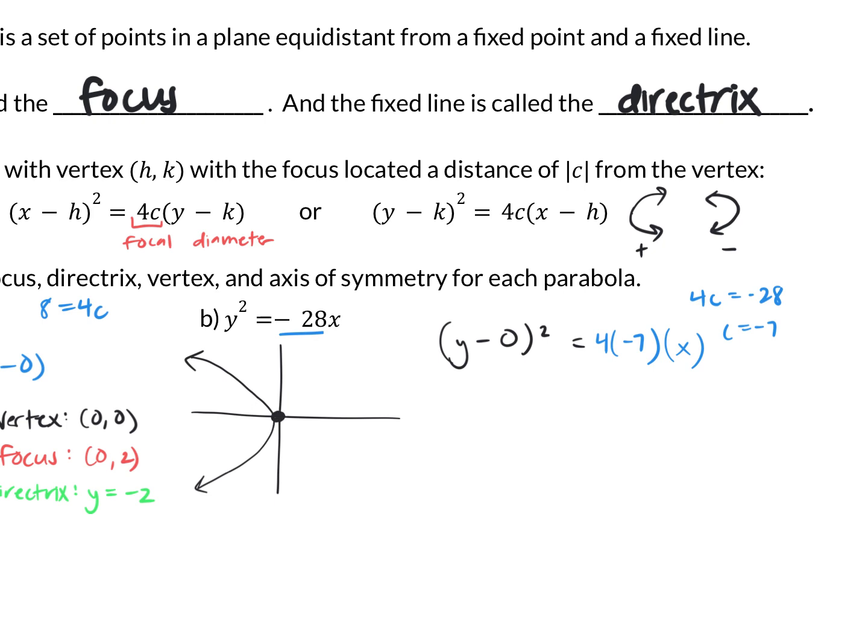So there is no change of my vertex here. It's still at 0, 0. But this c value is -7. So if my vertex is at 0, 0, my focus is going to go left 7, in the direction of where the parabola opens. So I'm going to go left 7 here: 1, 2, 3, 4, 5, 6, 7. So that point right there is my focus, and that would be at -7, 0. Okay. My directrix is going to go in the opposite direction. So I'm going to go +7 and draw my line.